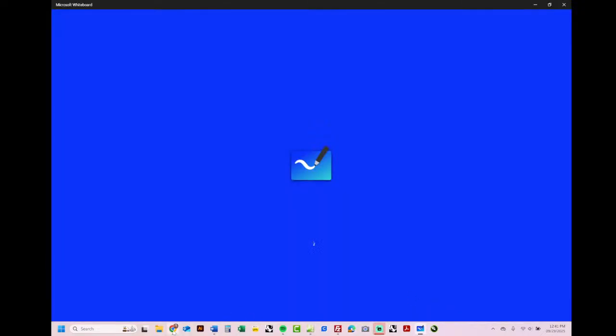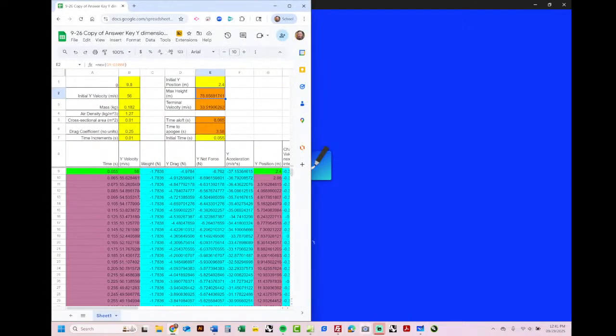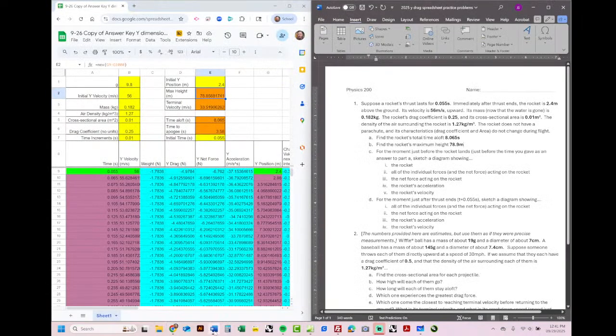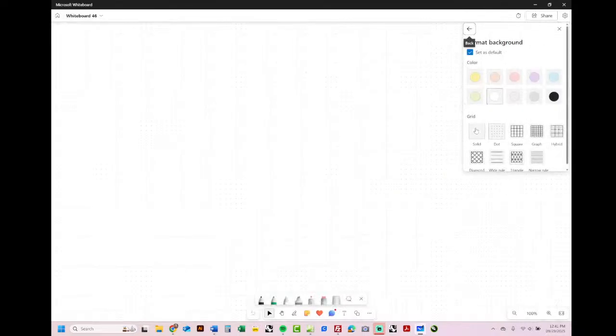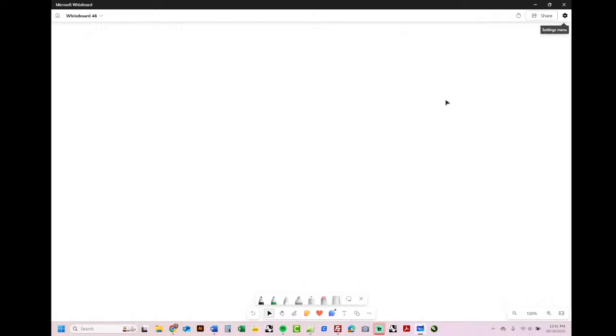But while that opens up, I could be talking about the answers. So for the moment just before the rocket lands, I need to sketch the rocket and show all the forces on it and the net force, et cetera, et cetera. So let me get to here, do a new whiteboard. Bear with me. I don't know why they put dots. Who would want dots?